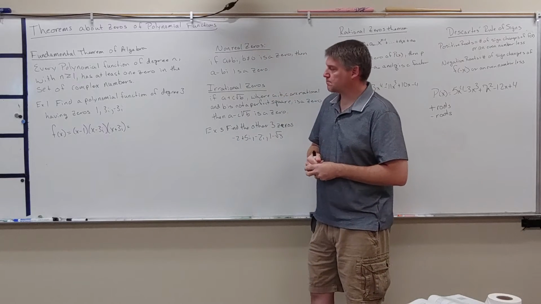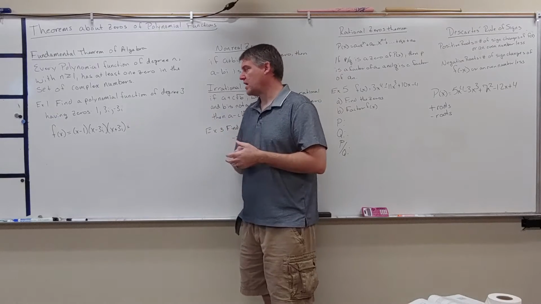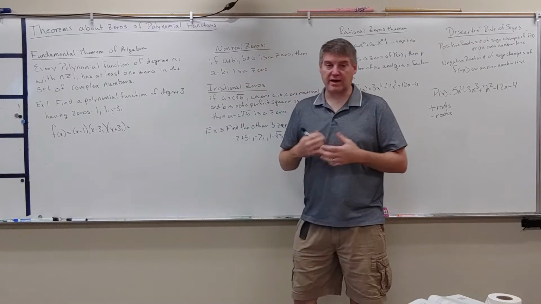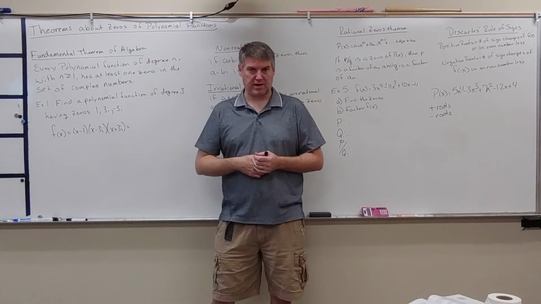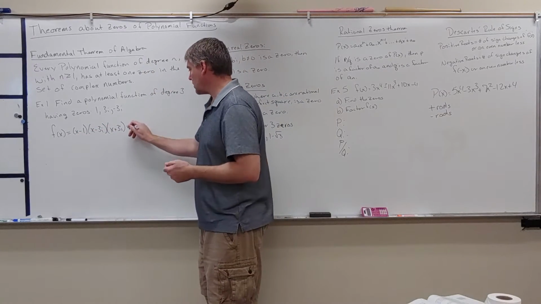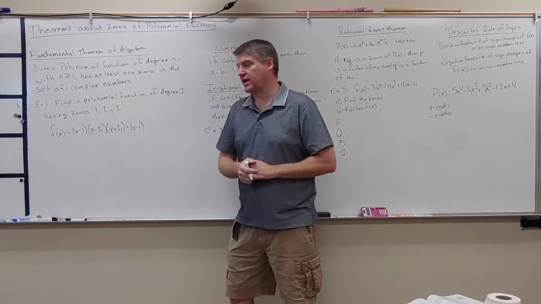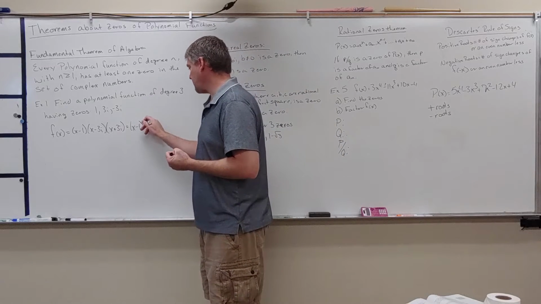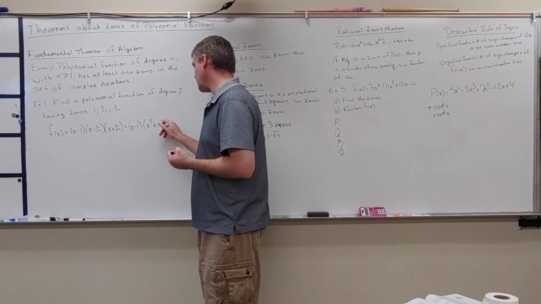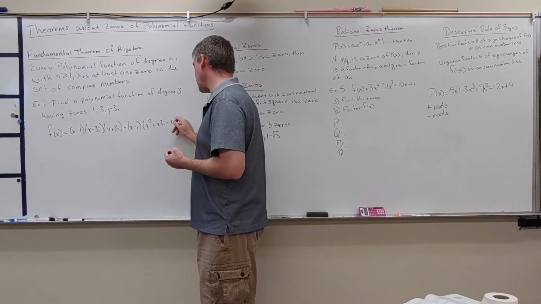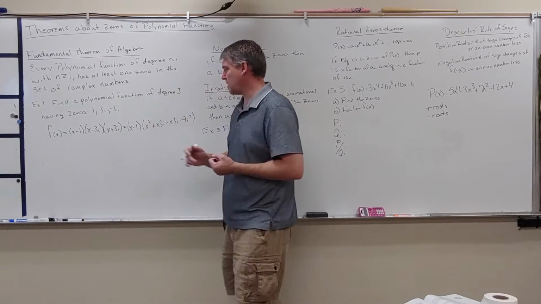Okay. So our first one here says find the polynomial function of degree 3 having zeros 1, 3i, and negative 3i. So I'm going to put this into a factored form and then I'm going to multiply it out. I'm going to start by multiplying out my x minus 3i and x plus 3i. So what's going to happen here is I'm going to end up with x squared plus x 3i minus x 3i and then minus 9i squared.